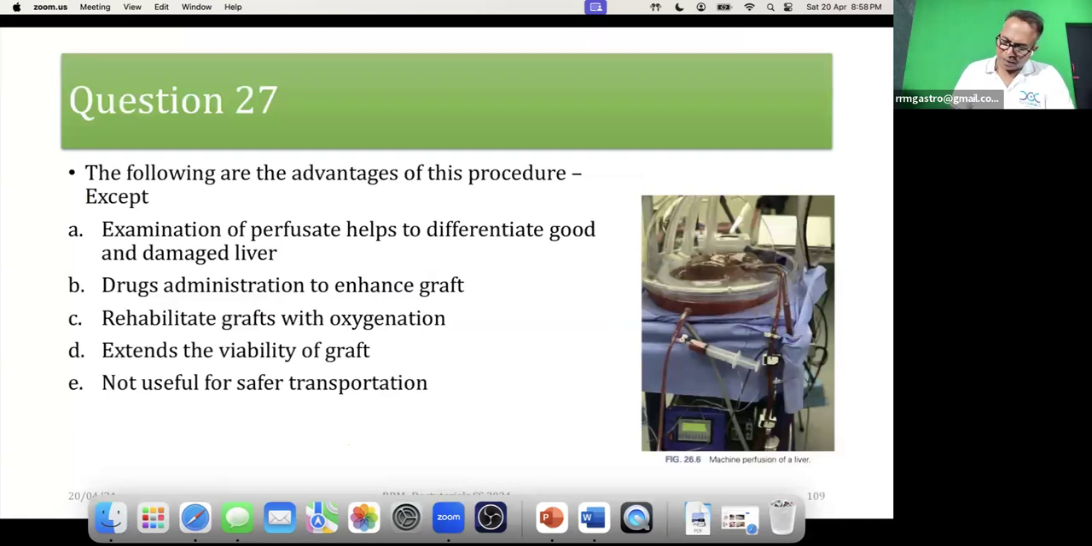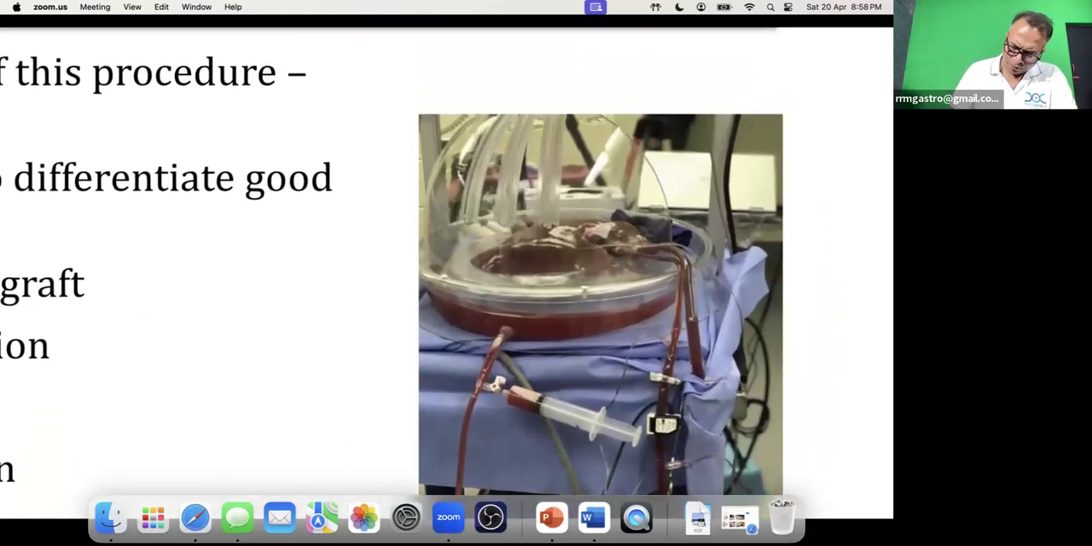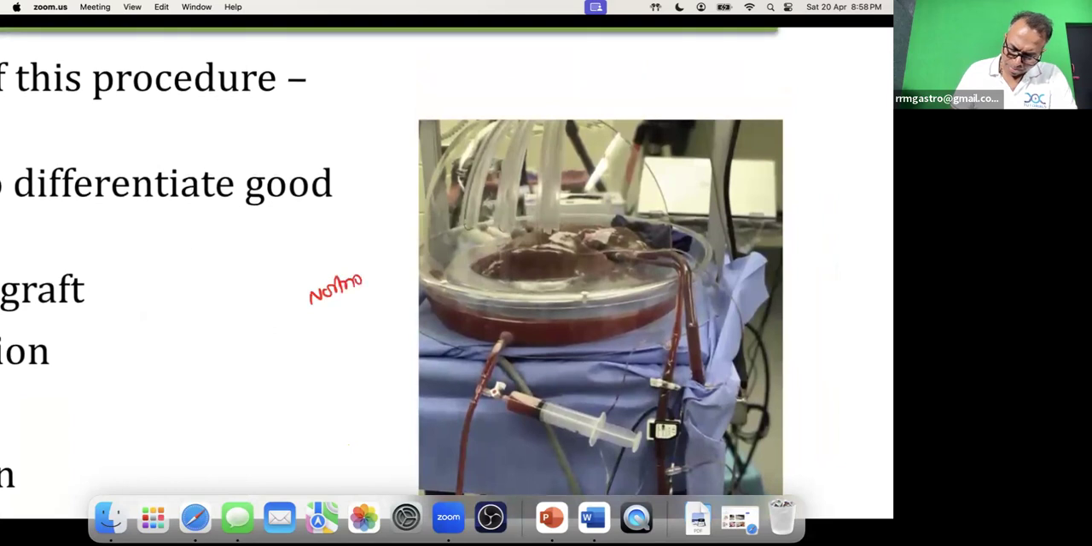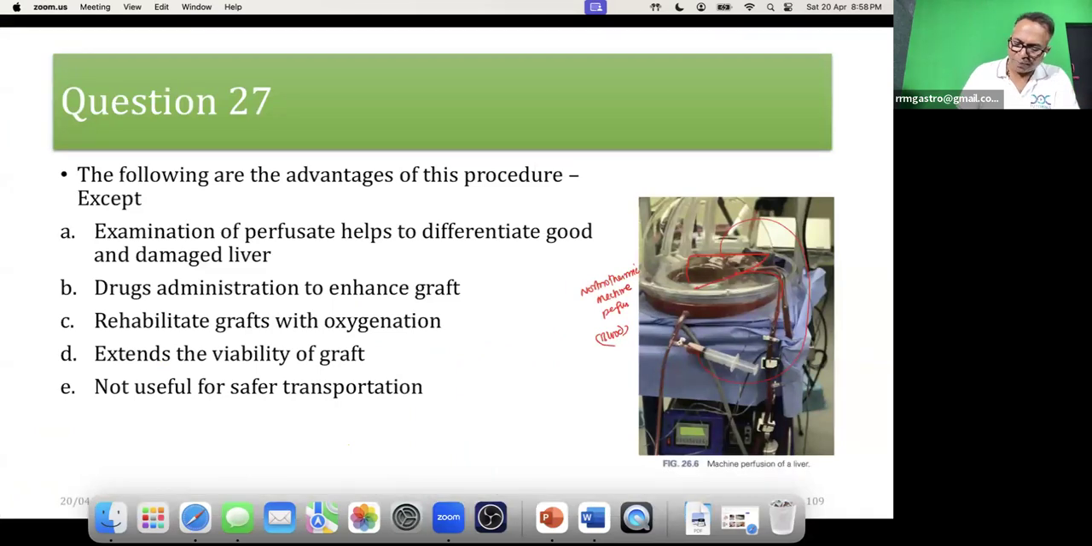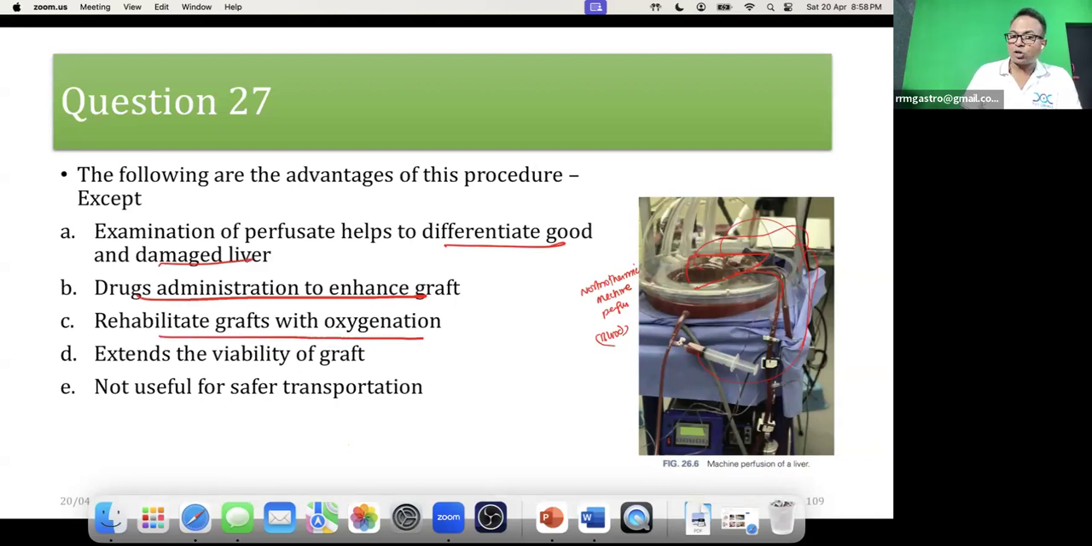This is a picture showing you normothermic machine perfusion. Using what? Using blood, warm blood, which is perfused into the liver. This is the liver here. It is perfused into the liver and taken out. This is a normothermic perfusion. When I examine the perfusate, the perfused blood, I can differentiate whether it is a good liver or bad liver. Drugs administered to enhance the graft, rehabilitate grafts with oxygenation, extends the viability of the graft; the statement 'not useful for safer transportation' is wrong.